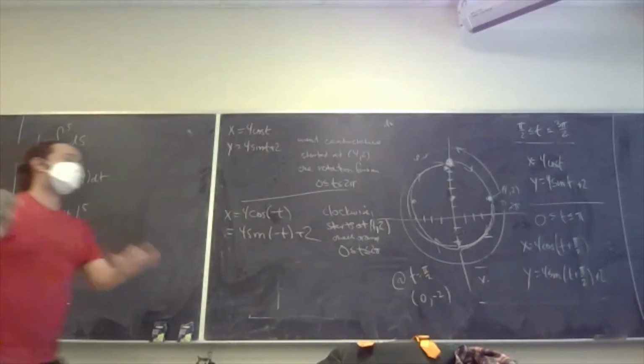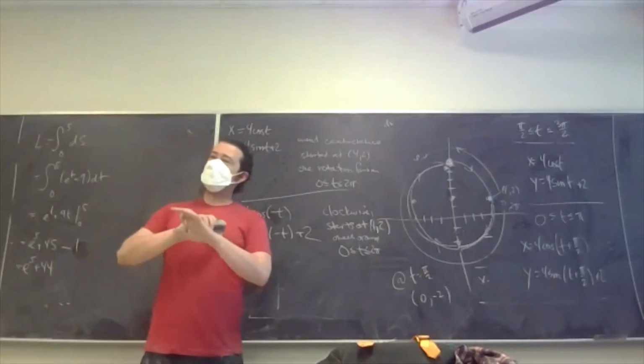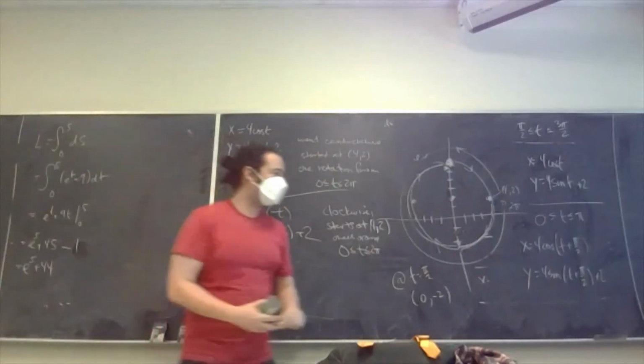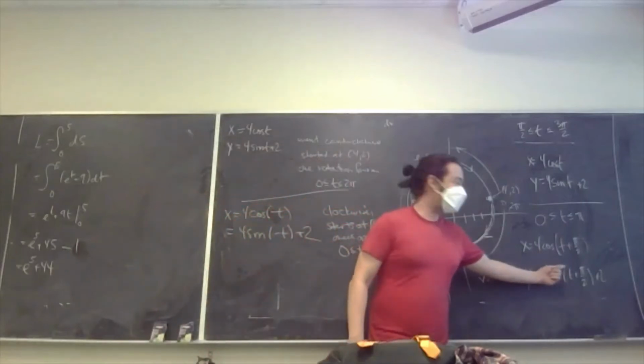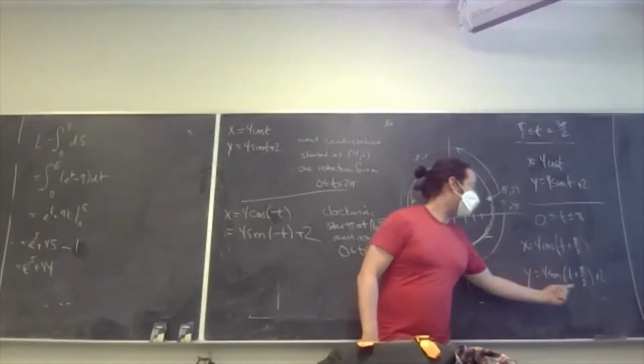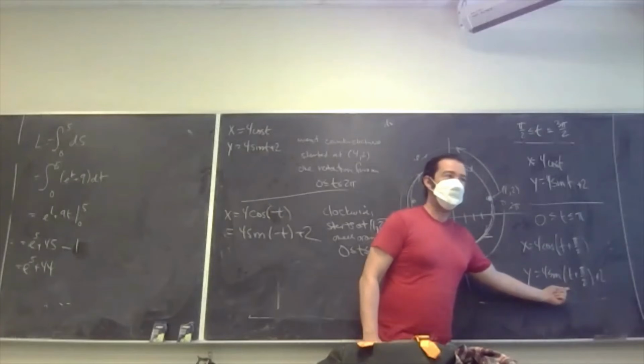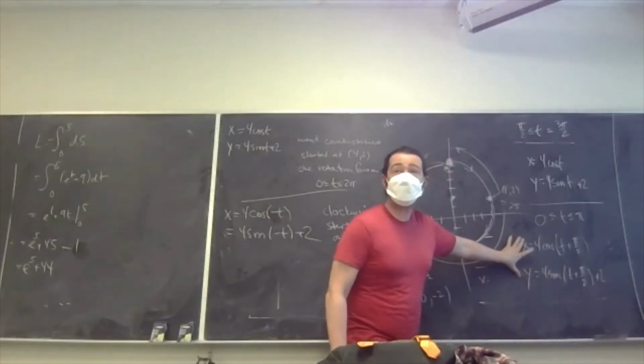Oh, okay. So WebAssign is going to do something crazy here. The reason is there are identities that tell you what cosine of t plus pi over 2 and sine of t plus pi over 2 actually are. I'm willing to believe it will accept these answers the way they're written.